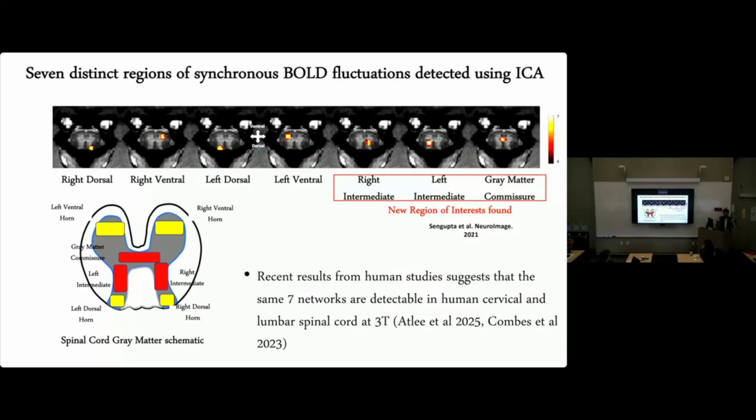We were very excited with these findings, and we wanted to see how they replicate in human studies. People working on humans at our institute did this at 3T, in the cervical and lumbar parts, and they also found the same 7 locations that we found in the preclinical model using ICA techniques.